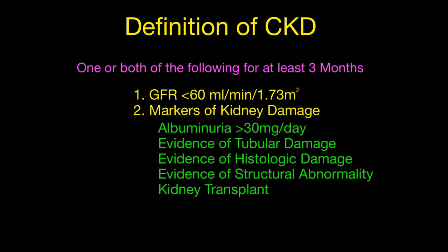You could have albuminuria, greater than 30 milligrams per day. Evidence of tubular damage, let's say an electrolyte wasting disorder that suggests there's tubular injury. Evidence of histologic damage, let's say a kidney biopsy was done and showed tubular atrophy or sclerosis or some other finding, or evidence of a structural abnormality perhaps seen on an imaging study, or if the patient currently has a kidney transplant. If the GFR is estimated or measured as being normal, but there's evidence of kidney damage, a patient could also meet criteria for CKD.